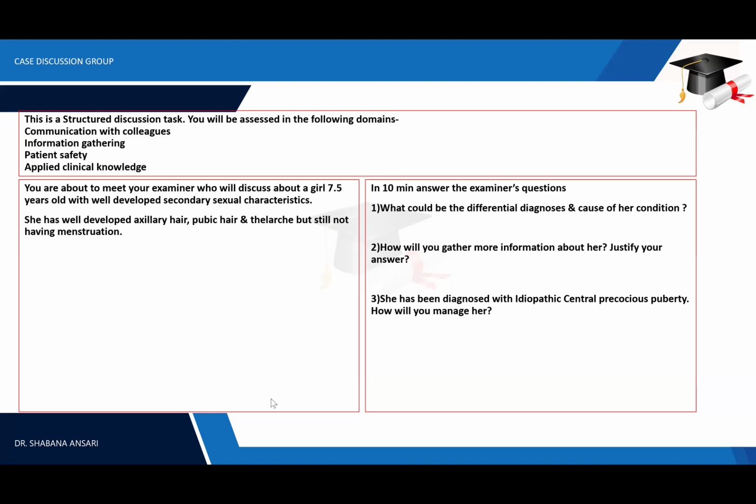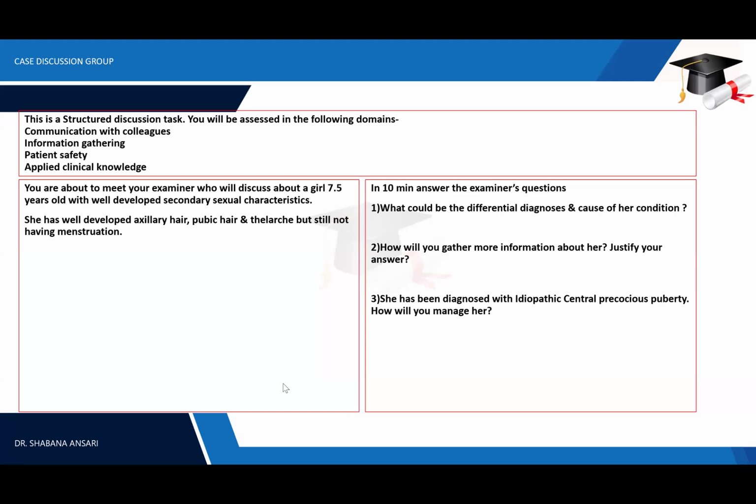Now we have Divya. Yes, Divya, come forward, please. Yes, ma'am. You can introduce and start the station. Hello, I'm Divya, one of the candidates for Part 3 exam. I've read my task and I'm ready for the discussion. From the information which was gathered and from the investigations, this girl has been diagnosed with idiopathic central precocious puberty. How will you manage her?